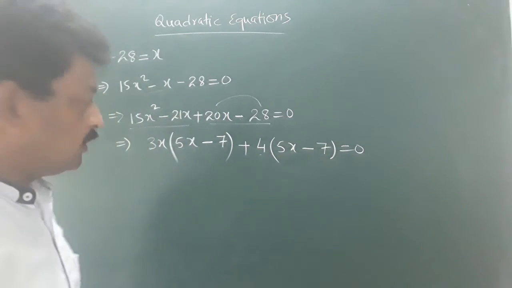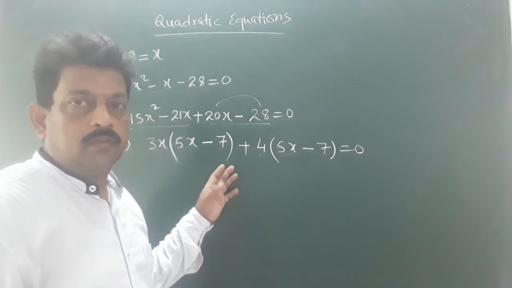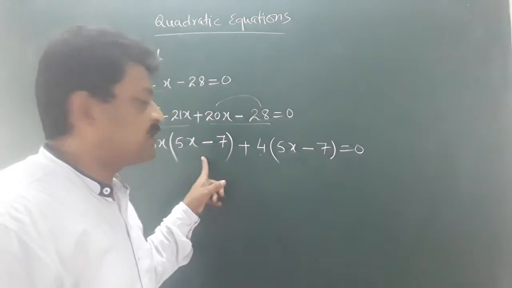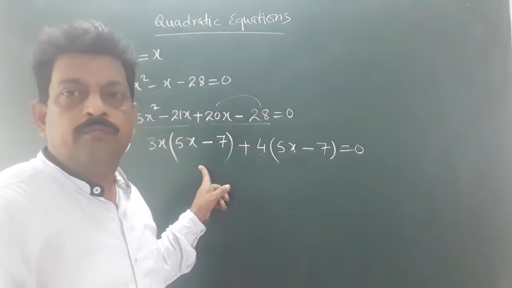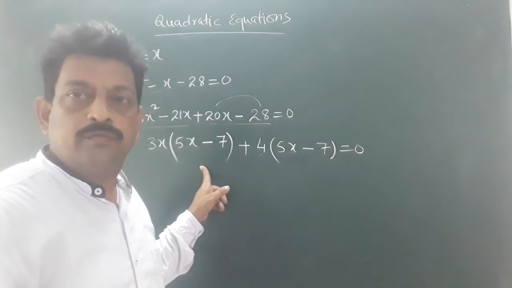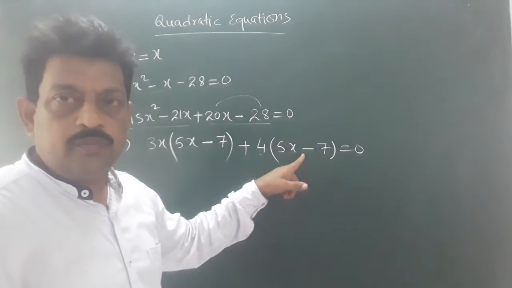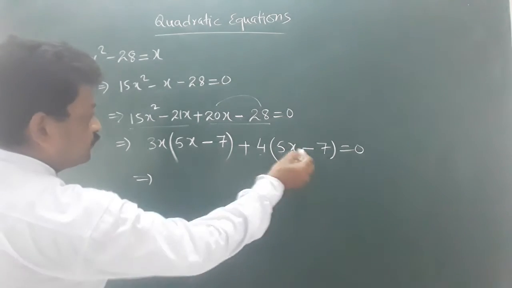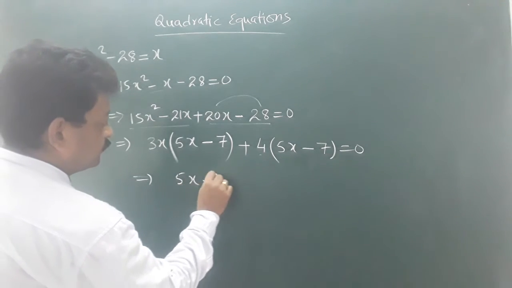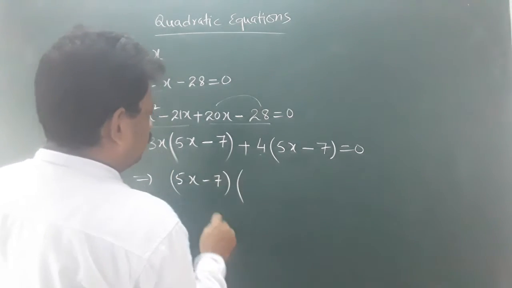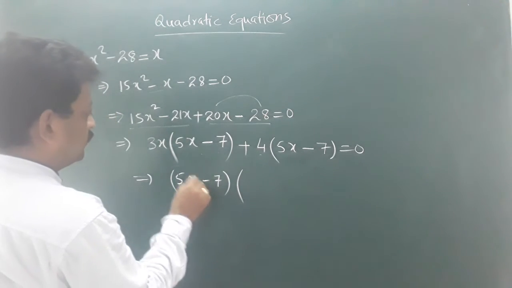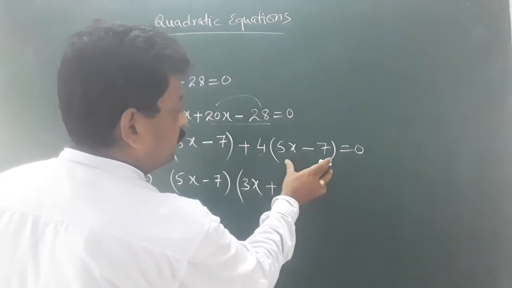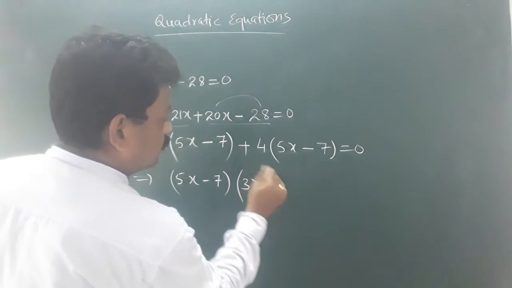Now as you know, in the previous session I told you, the factor which is obtained in the bracket, both these will be the same. If they are not the same, it means a mistake has been made by you. So these two should be the same, which you can see here. So I am taking these two factors as common. If 5x minus 7 is taken common, then 3x will be left here, plus, and from here also 5x minus 7 is taken common, so 4 will be left.